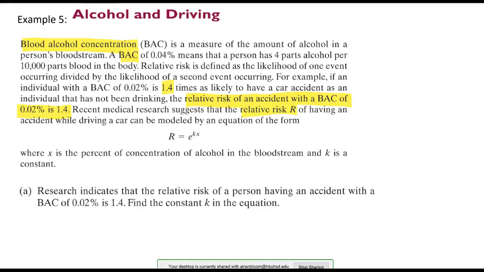Recent medical research suggests that the relative risk, which is R, which is super important, okay, of having an accident while driving a car can be modeled by an equation in the form of R equals e to the power of kx, where x is the percent of the concentration of alcohol in the bloodstream. So that's what x is. It's defined for you. R is already defined. R is this piece right here, okay? R is relative risk. And K is defined more for us. K is a constant. A constant means it's not going to change.